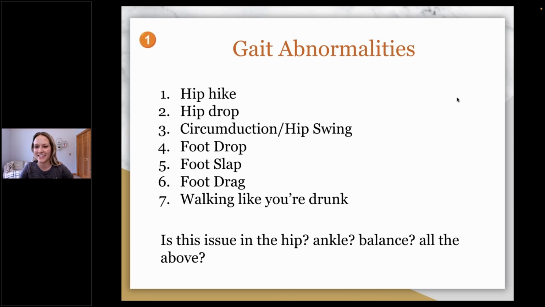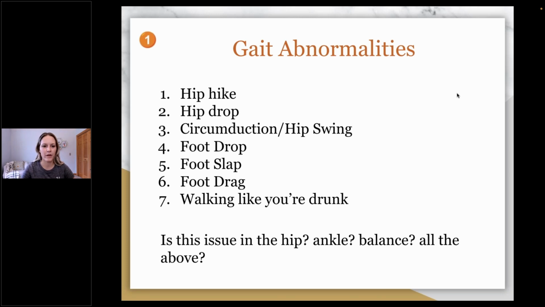So yes, Dan says all of the above. That's a reasonable answer as well. All of the above. And the reason why we're going to talk about all of these is because we need to know, where's the issue here? Is the issue in the hip, the ankle? Is it balance? Is it all of the above? It's important to analyze these things because, again, the more specific we get, the more effective the exercises can be.